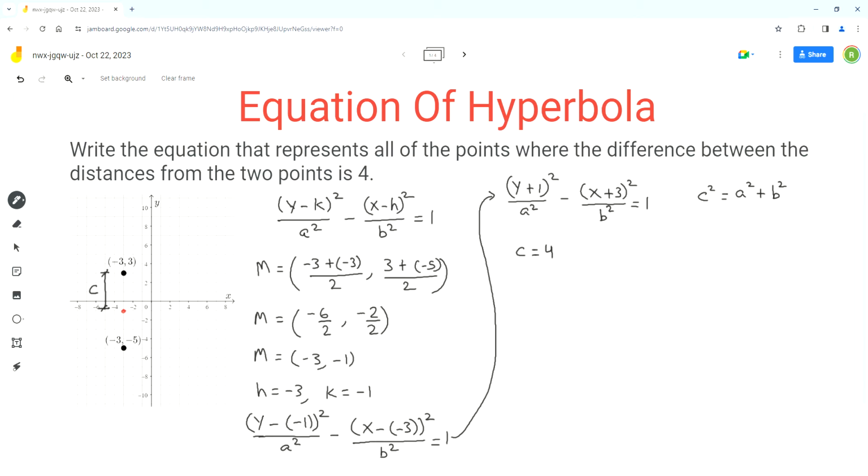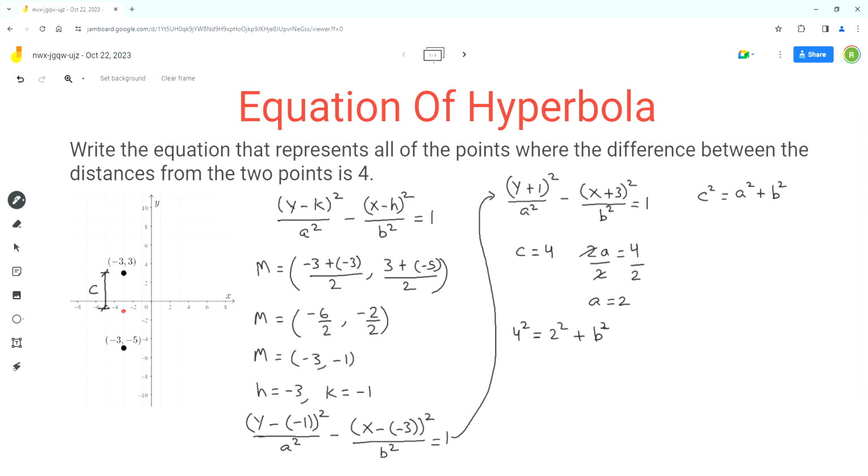The given difference between the distances from the 2 points is 4, and that represents 2 times a. So 2 times a is equal to the constant difference between the distances. So we can use this equation to find the a value, and for that we'll divide both sides by 2. So the 2's on the left side cancel each other out, so we get a equals 2. And now we can sub in this c and a value in this equation to find the value of b. So we get 4 squared equals 2 squared plus b squared.